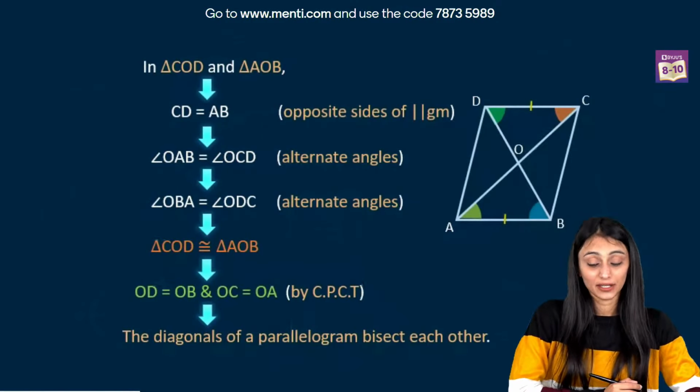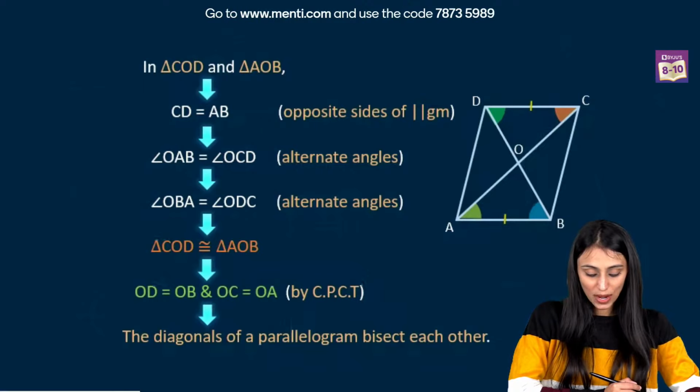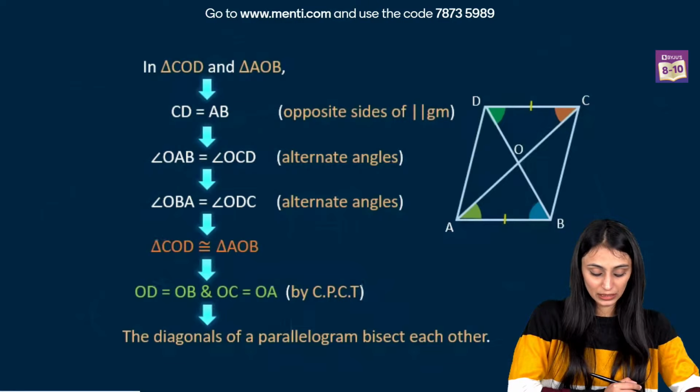This is the quadrilateral that we have. We have these two triangles, triangle COD and triangle AOB, right? Opposite sides of a parallelogram are equal. So CD and AB would be equal. Angle OAB and angle OCD, you can see they are equal because they're alternate angles. It's a parallelogram, right? So angle OBA and angle ODC will also be equal. Alternate angles again. Triangles would be congruent.